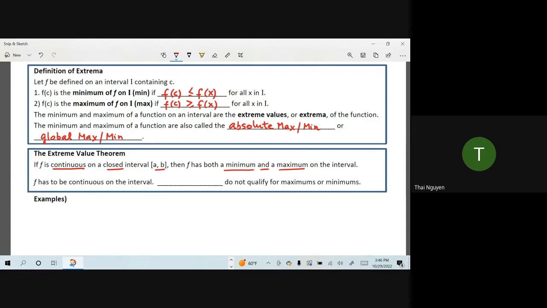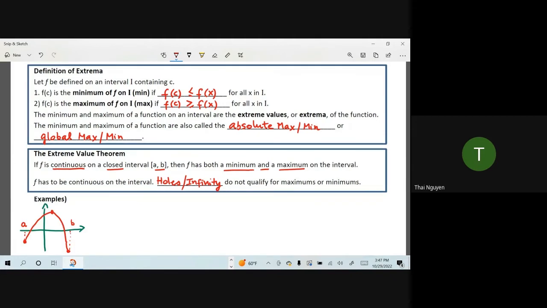Okay, so that means that if you have a hole or infinity, it does not qualify for a maximum or minimum. The theorem doesn't apply for a hole or infinity. And we're going to go over the examples so you can see it clearly.